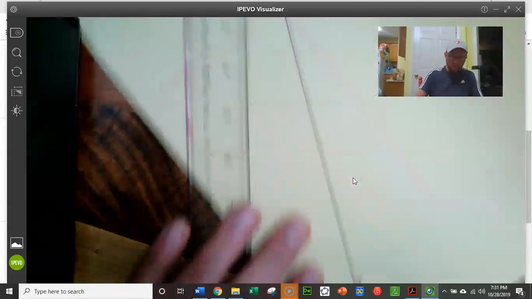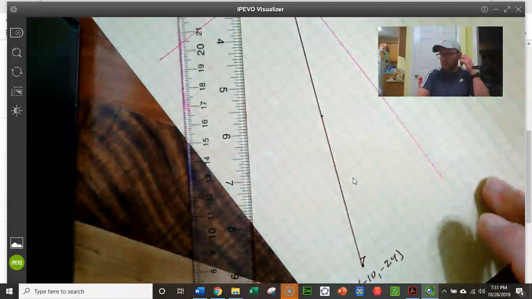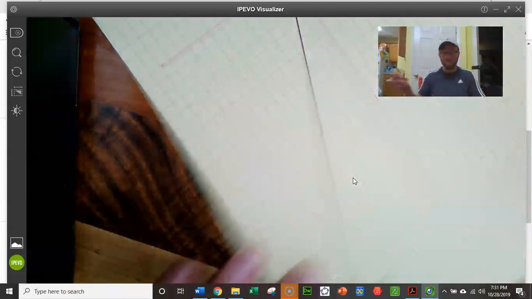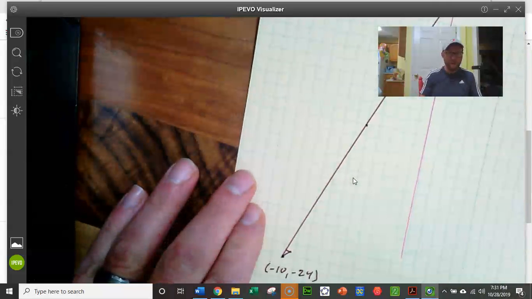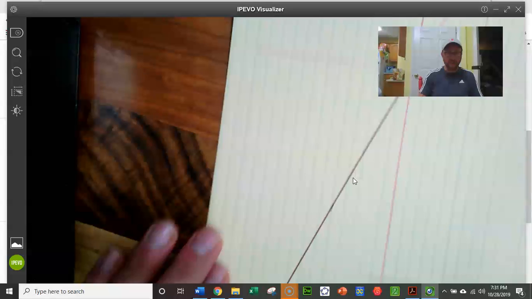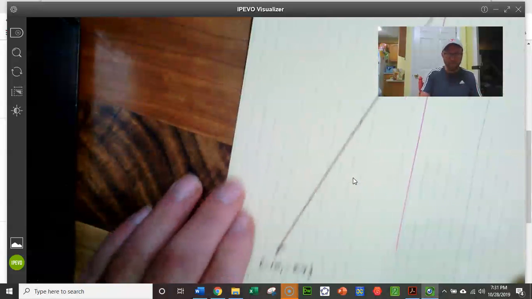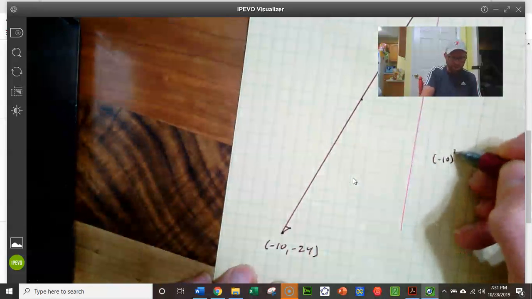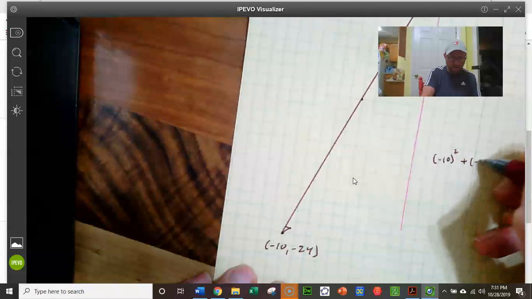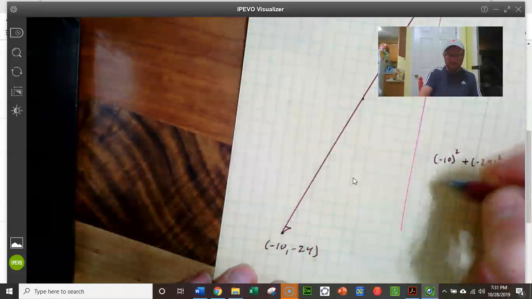And this would be down here to the point -10, -24. And then, okay. So notice that this vector, its length is going to be 26. We could do the Pythagorean theorem just to show that it really is. So that would be -10 squared plus -24 squared is c squared.